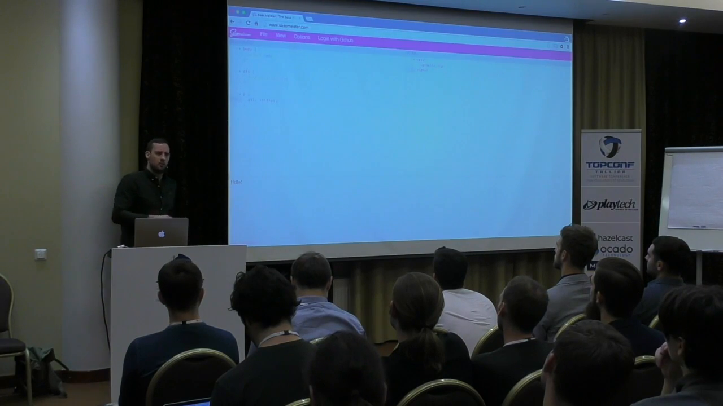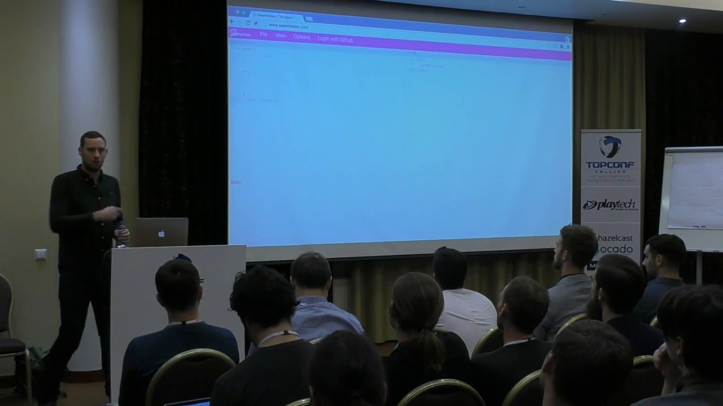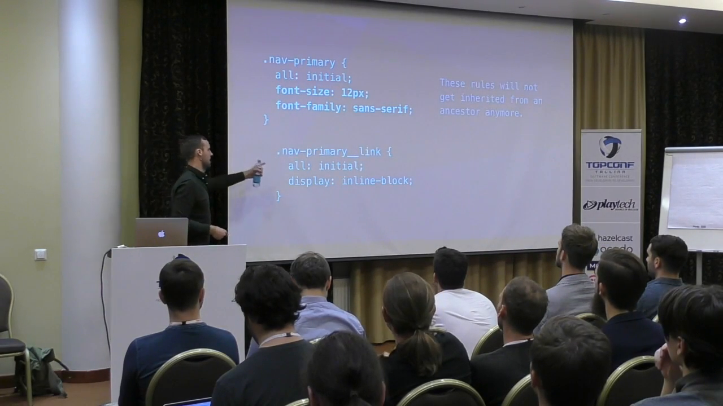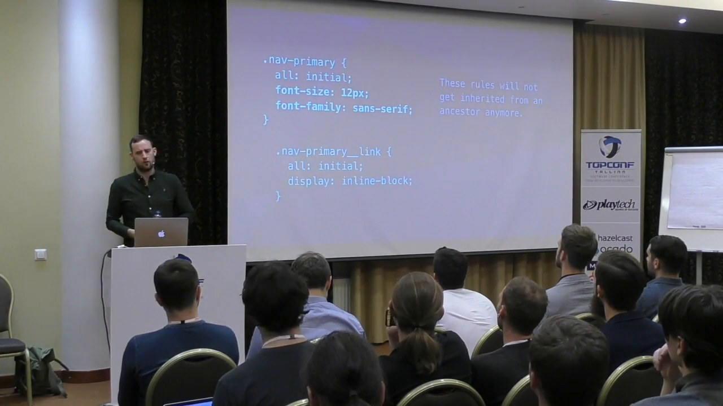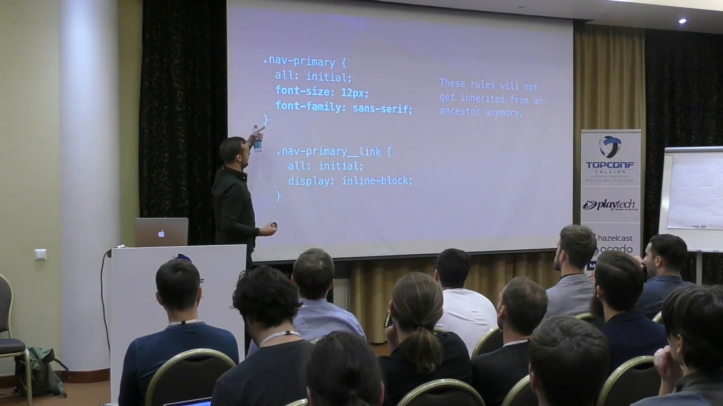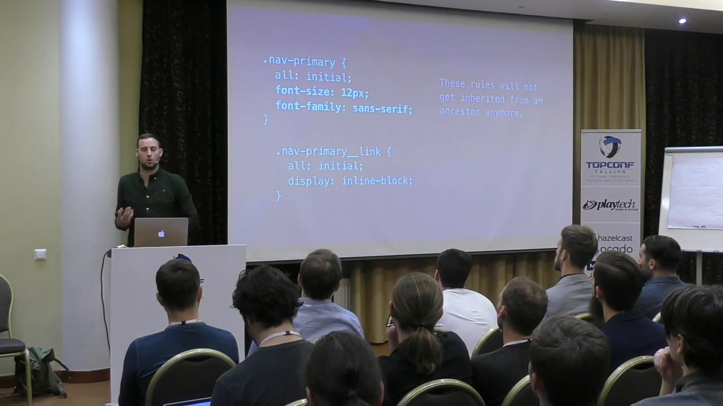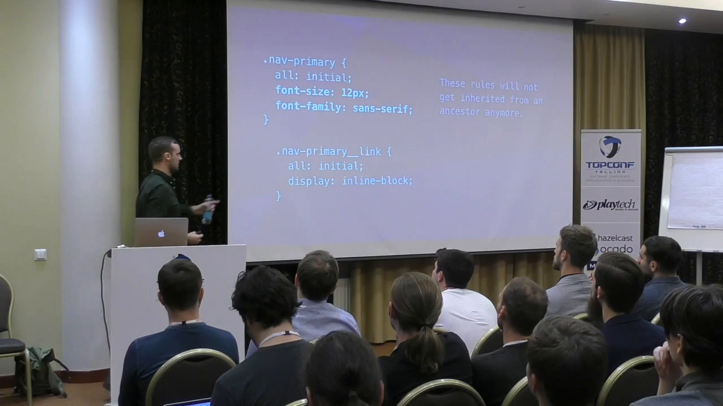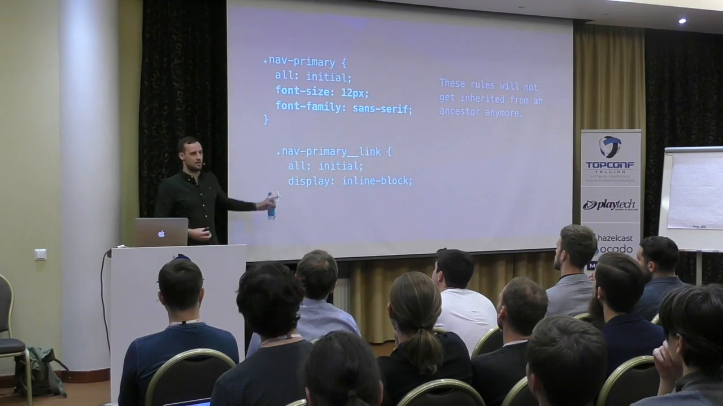There are some oddities with all initial. Let's say we have gone and refactored that nav. Nav primary, all initial. Nav primary link, all initial. Unfortunately, because we've put all initial on the primary link as well, these two font declarations will no longer get inherited. This is going to be back to 16 pixels Times New Roman.